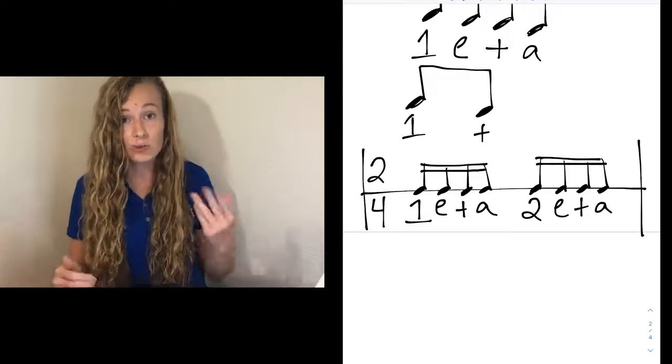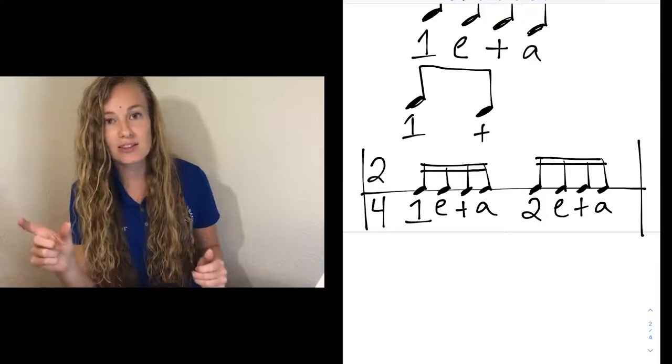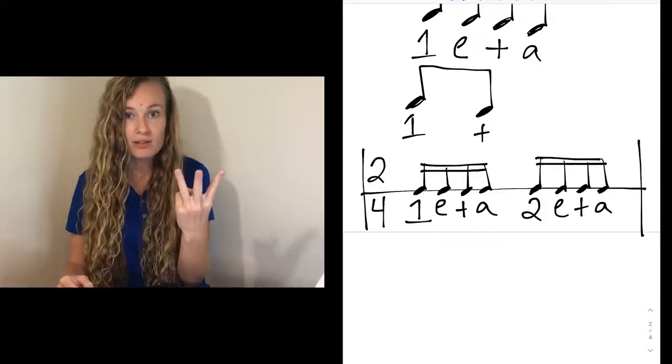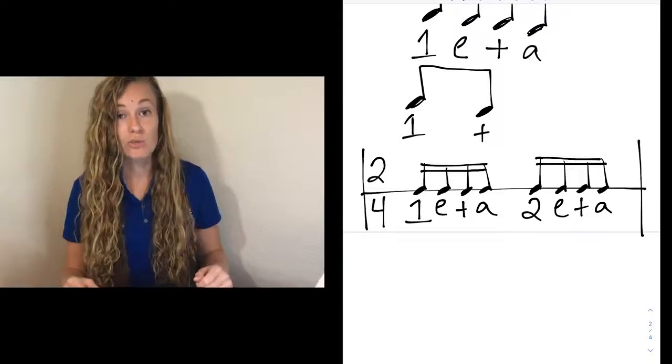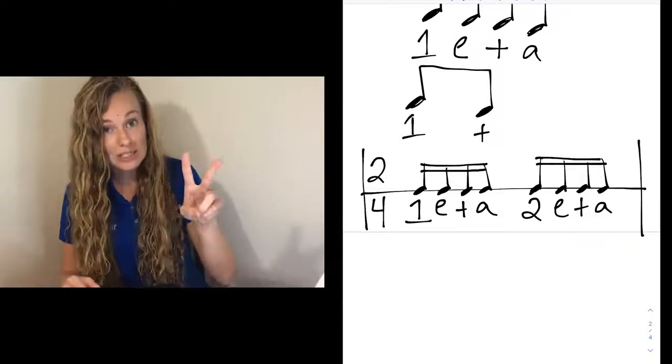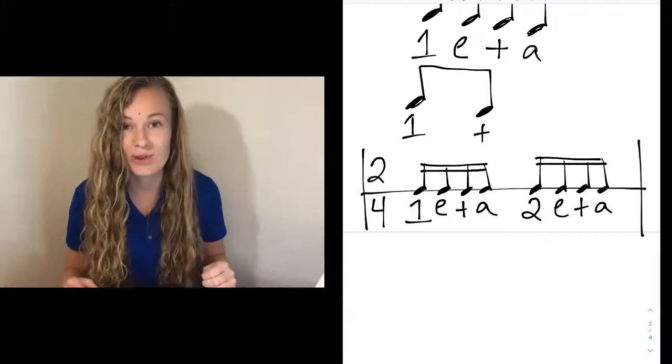Now, if I was in 3/4 time, it would be the same, but we would have an extra set of 16th notes because there's 3 beats. If I was in 3/4, same thing, extra set, so it would be 1 E and A 2 E and A 3 E and A. Just depends on what time signature you're in. So that's pretty much it for how to label a full beat of 16th notes.